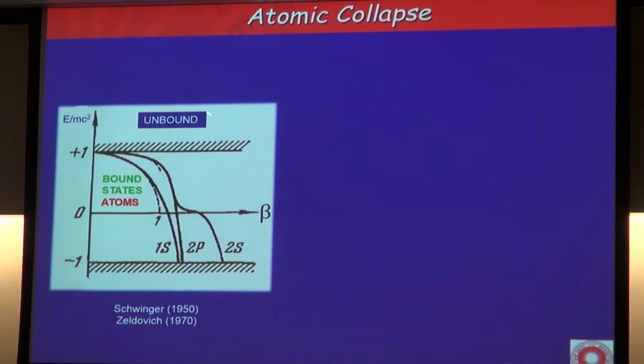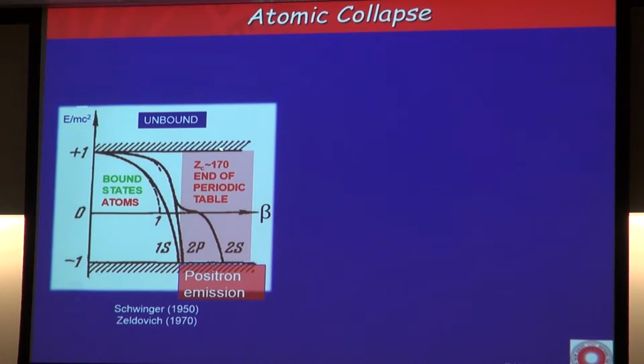Before I get there, this is our periodic table here. You increase beta, you increase the charge. This is where our atoms live. This is the mass gap here, 2 mc squared. One is where the Dirac limit, 137. And when you get beyond 170, this is the theoretical end of the periodic table, and positron emission here.